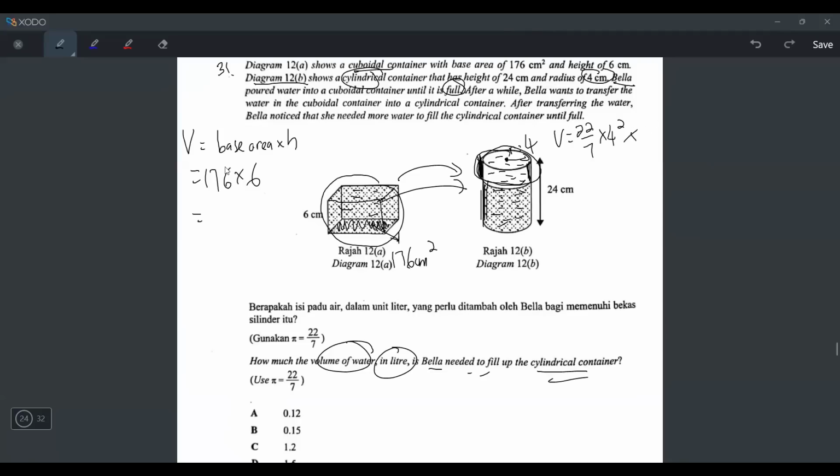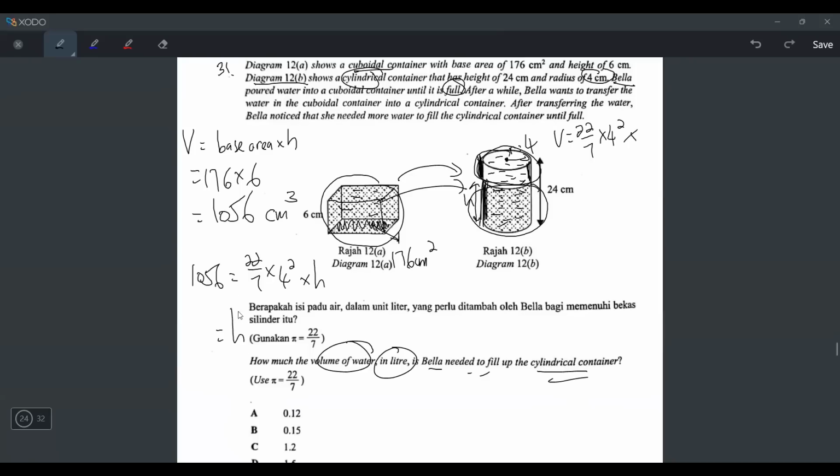I already mentioned just now it is 176 times 6, which is 1056. So now we know 1056 is the volume of the cuboid. But they mentioned when they pour this water over there, it only fills up to here. It means this 1056 is equal to the volume of this bottom cylinder. And this bottom cylinder's formula is pi r square h. But the r is 4, but the h you cannot use 24, right? You have to just use h. And this h represents the one down here.